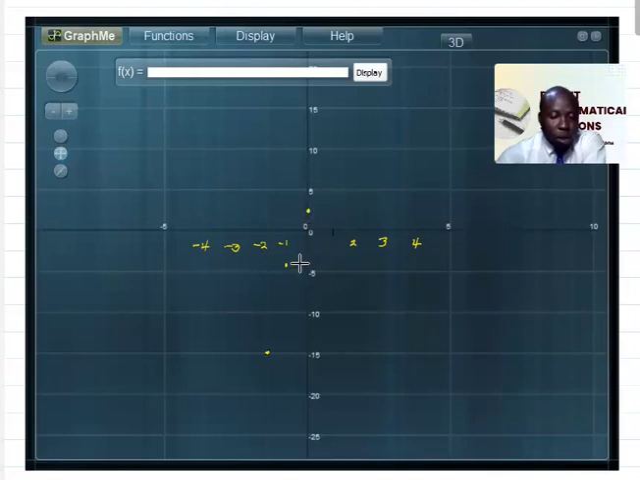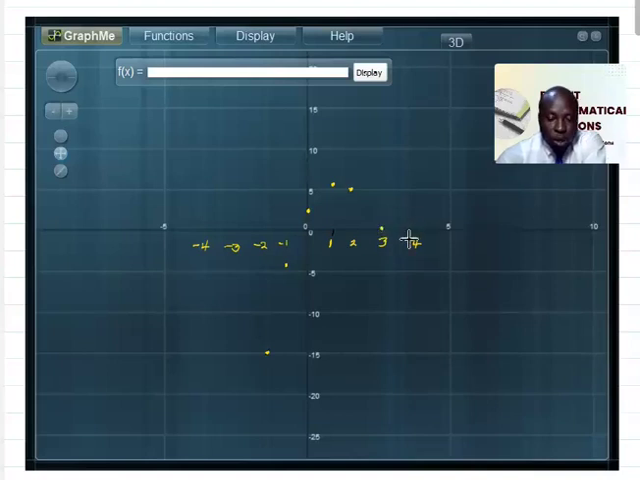Now when x is 1, y is 6. When x is 1, we have 1 here, and our y is 6. So this is 5, this is 1, so they meet somewhere here. So when x is 2, y is 5, 2 and 5. So when x is 3, y is 0. So when x is 3, y is said to be 0.